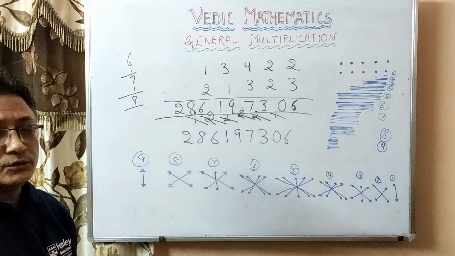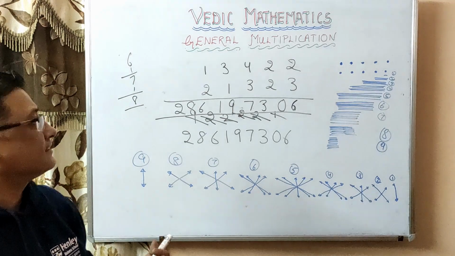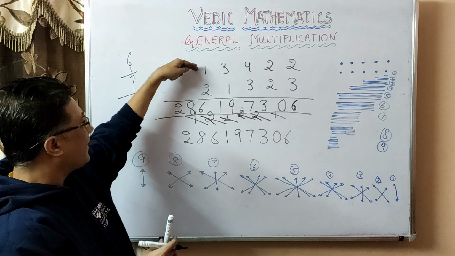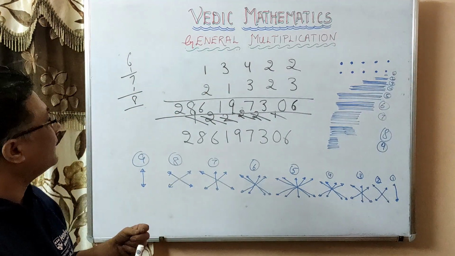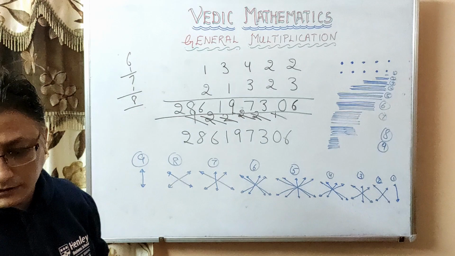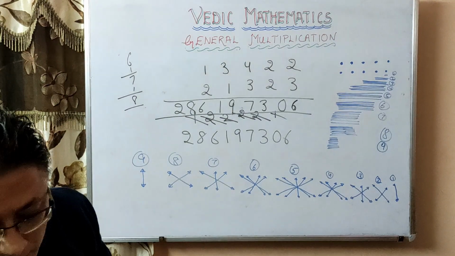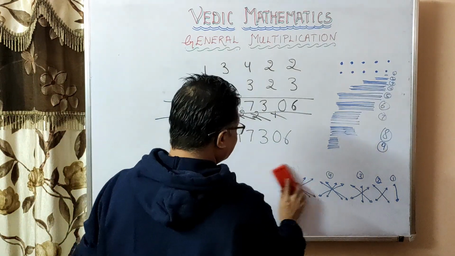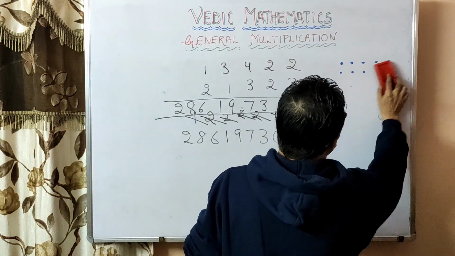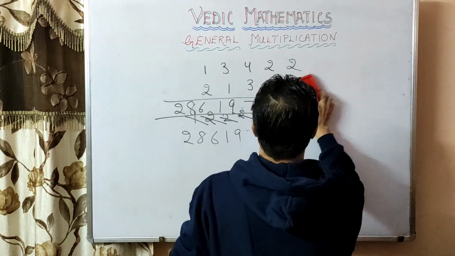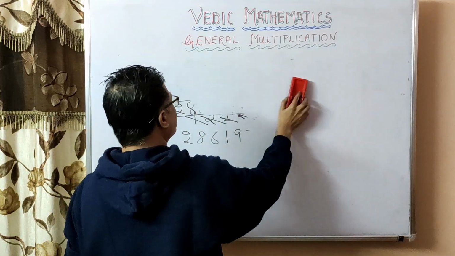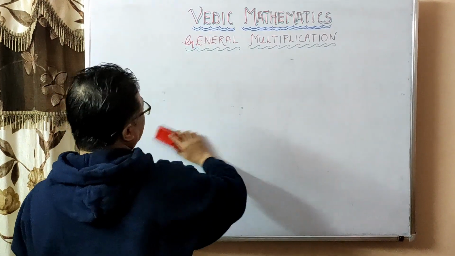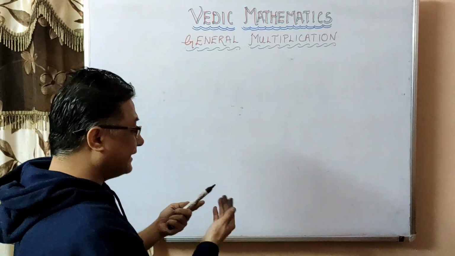Isn't that simple? So now I'll tell you one special case, because here we are multiplying a 5-digit number with a 5-digit number. What if the number of digits of the two numbers are different? So actually the method is the same. It is just that we substitute a 0 and then we perform the calculation. We substitute a 0 so that we make the digits of both the numbers equal. Let's understand this with an example.